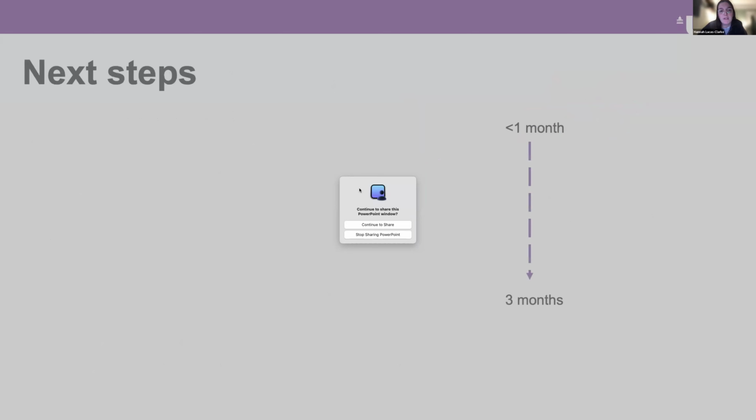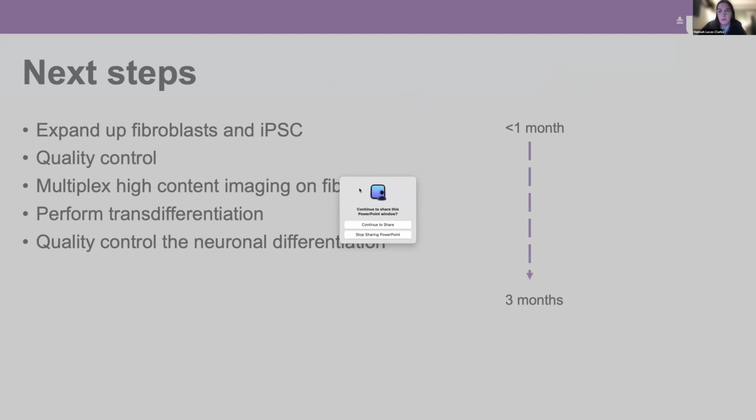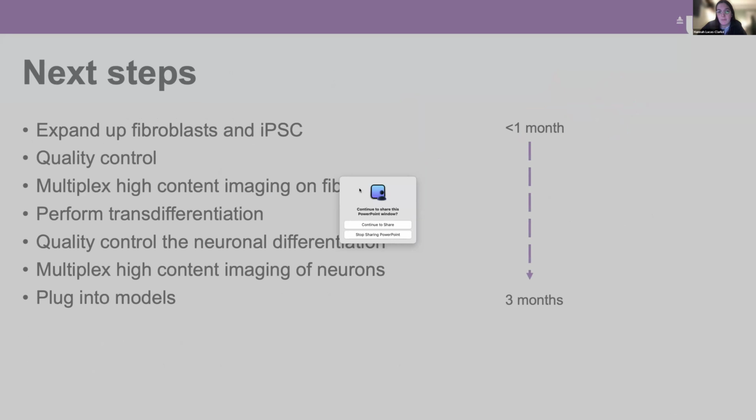So over the next 3 months, these are the plans. I'm going to start very soon, expanding the fibroblasts and the iPSC when they all arrive, perform some quality control, then start on the high content imaging of the fibroblasts, which should be pretty fast, perform the transdifferentiation, make sure they are making good neurons, and then start doing the multiplex on the neurons and start plugging this into the models. So I reckon within the next 3 months, this should be where we're at.